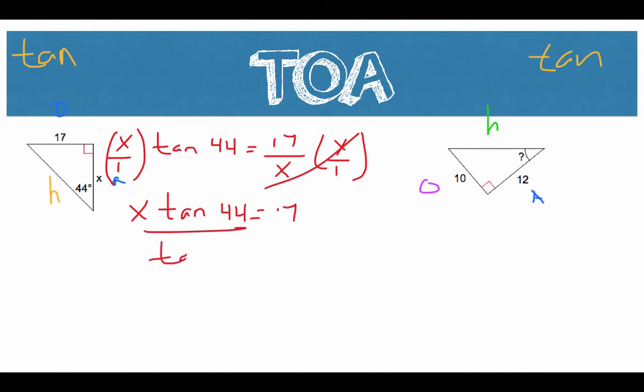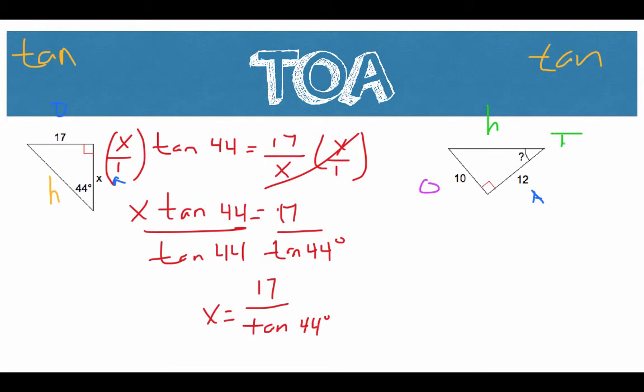Same thing. Let's divide both sides by tangent of 44 degrees. What I'm left with is x equals 17 over tangent 44 degrees. I'm going to let you figure out rounding on that one for yourselves, but I just want to make sure that you can see how to do it.